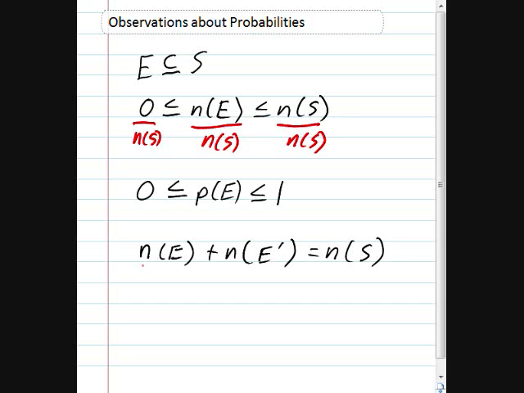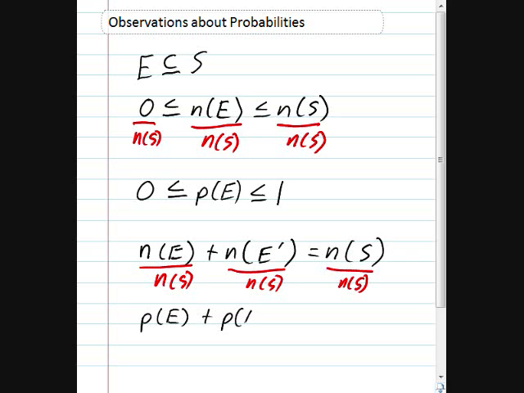Now, just as we did before, we can divide both sides of this equation by the number of elements in the sample space. And this gives us another observation about probabilities. The probability of an event occurring plus the probability that the event does not occur equals 1. And this makes sense.